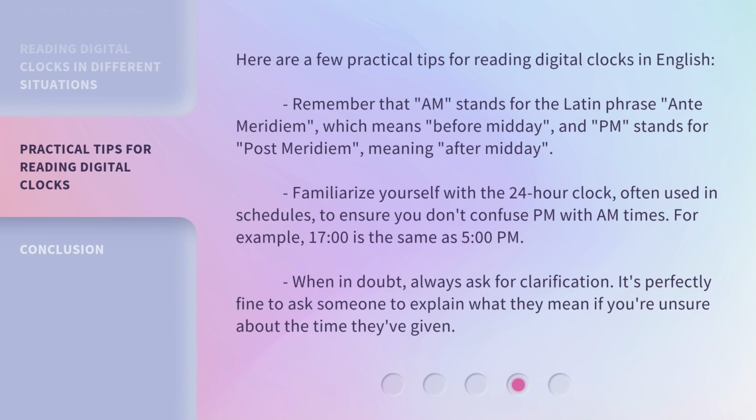Here are a few practical tips for reading digital clocks in English. Remember that AM stands for the Latin phrase ante meridiem, which means before midday, and PM stands for post meridiem, meaning after midday. Familiarize yourself with the 24-hour clock, often used in schedules, to ensure you don't confuse PM with AM times. For example, 1700 is the same as 5 p.m. When in doubt, always ask for clarification. It's perfectly fine to ask someone to explain what they mean if you're unsure about the time they've given.